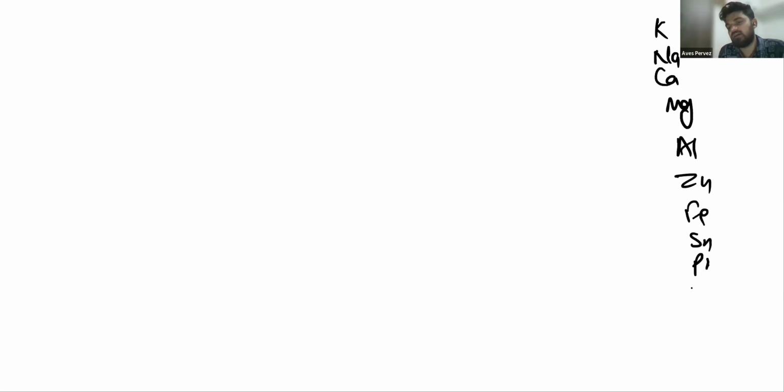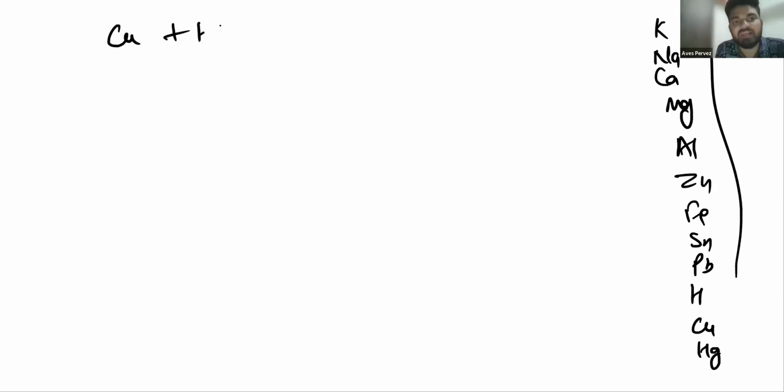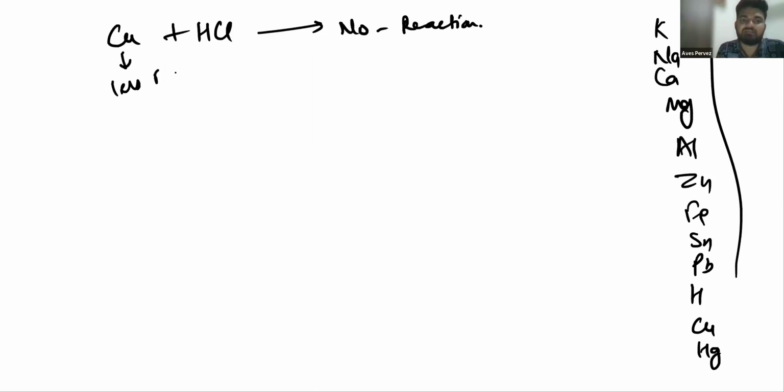We can write it again: potassium, sodium, calcium, magnesium, aluminium, zinc, iron, tin, lead, hydrogen. Only these metals are above hydrogen, and they are able to displace hydrogen gas. Metals that come below hydrogen are not able to react. So if copper reacts with dilute HCl, no reaction will take place. Low reactive metals do not react to produce hydrogen gas because copper is less reactive. Got it?